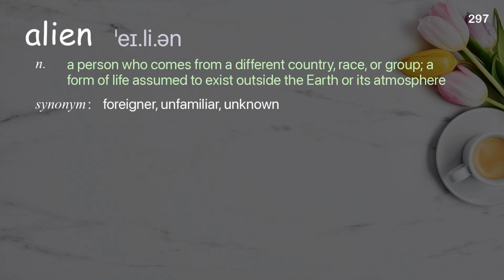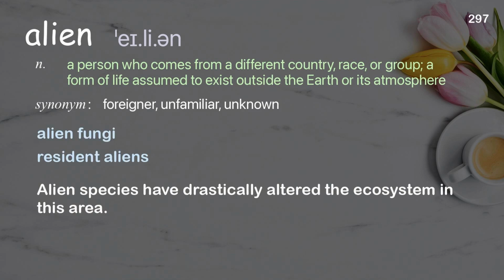Alien. A person who comes from a different country, race, or group, a form of life assumed to exist outside the Earth or its atmosphere. Examples: Alien fungi. Resident aliens. Alien species have drastically altered the ecosystem in this area.